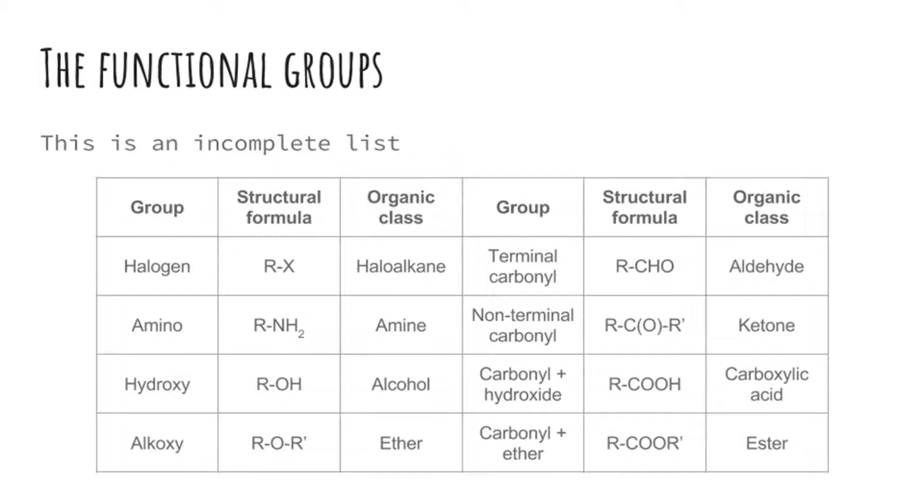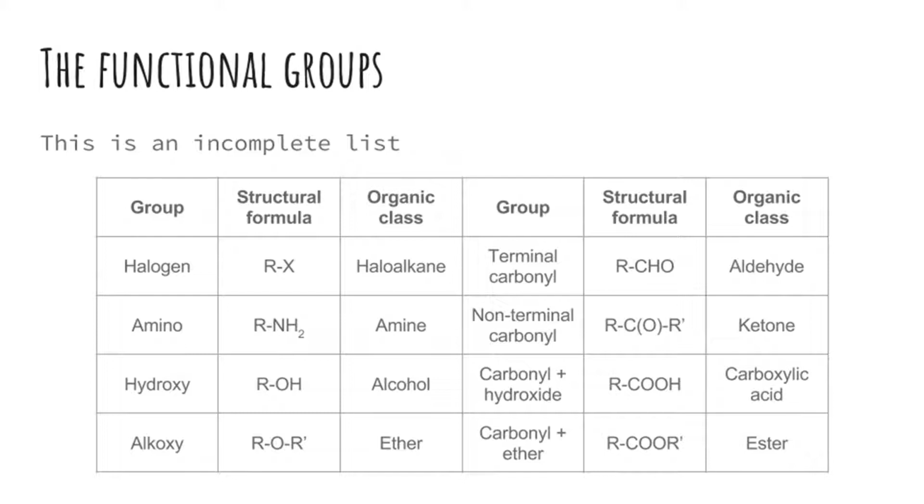Then you have your terminal carbonyl, or an aldehyde. That's when you have a carbon double bonded to an oxygen on the end of your chain. A non-terminal carbonyl is a ketone. That's when you have a carbon double bonded to an oxygen in the middle of your chain. Next is a carbonyl plus a hydroxide. That is a carboxylic acid.